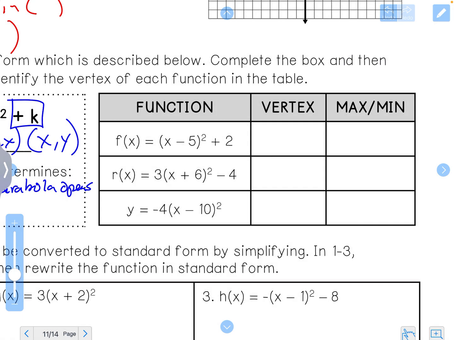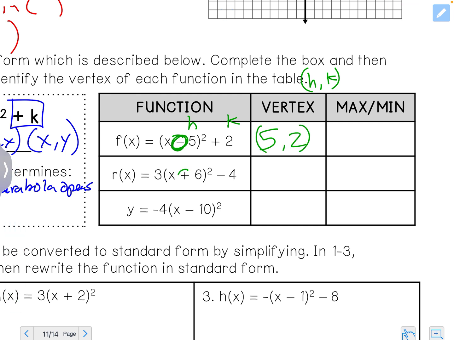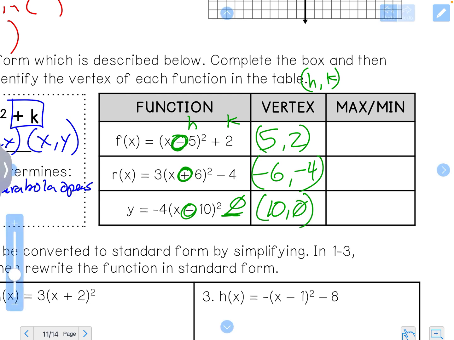So if we look at our vertex, we know our vertex is h, k. So we've got to remember, just like we did in transformations, we've got to flip the sign. The negative tells me it's on the right, which is positive. So we're going to have a positive 5, 2. Same thing here. If it's a positive, we've got to do the opposite, which is negative 6. And then we write down that 4. And then if there's no number at the end, our number is simply 0. So we've got to flip the sign, and so it becomes a positive 10, 0.